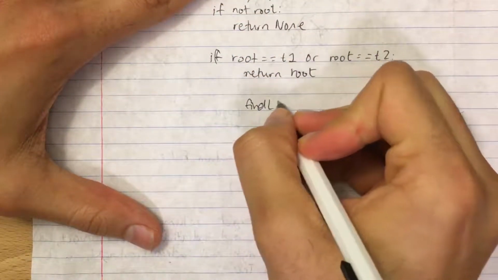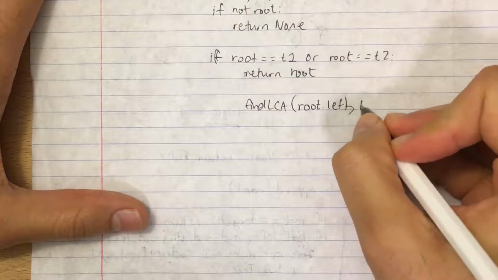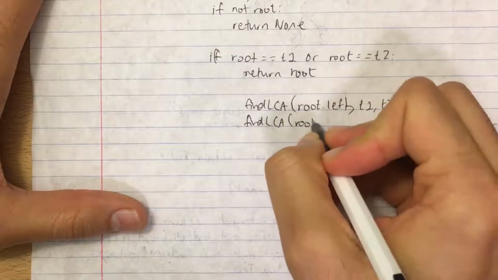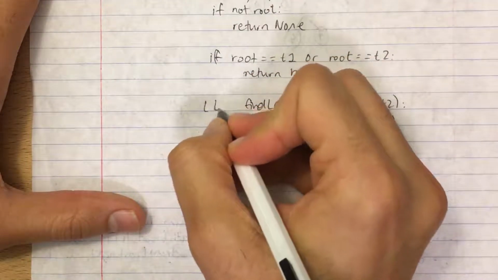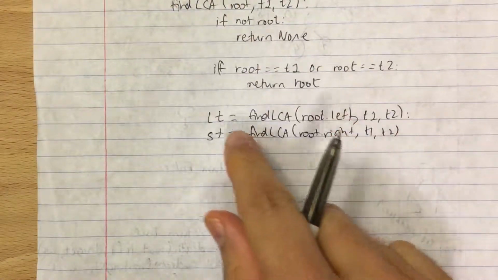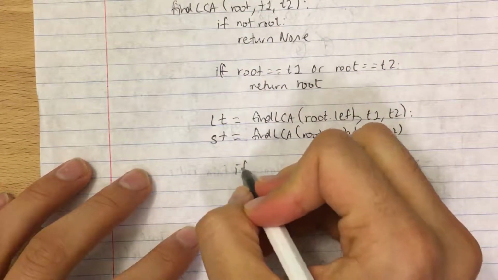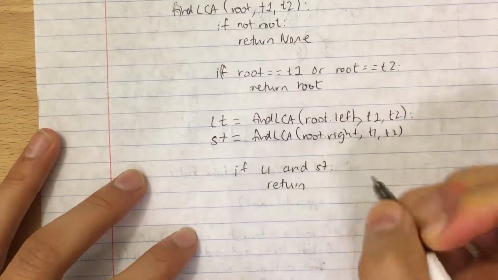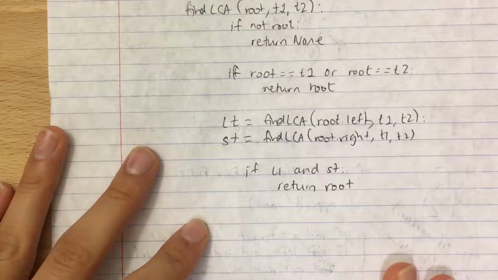So I'll do find LCA on root dot left, target 1, target 2. Find LCA root dot right, T1 and T2. So these are the left subtree LT and right subtree ST. And basically, if LT and ST return non-null references, then I know that the element that I'm looking at currently is the root. So return root, okay?